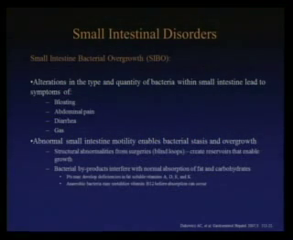Another small intestinal disorder is small intestinal bacterial overgrowth, and this is where a patient develops alterations in the type and quantity of bacteria within the small intestine that can lead to symptoms of bloating, abdominal pain, diarrhea, and gas. Unfortunately, these symptoms can be vague and often overlap with those of IBS, but in a patient with diabetes and diarrhea, especially if they're having a lot of flatulence or bloating, this should be considered.